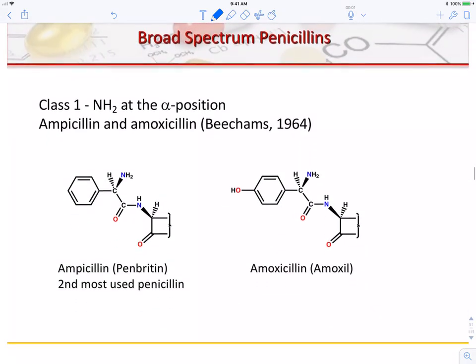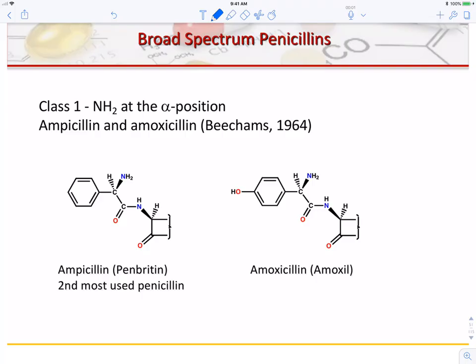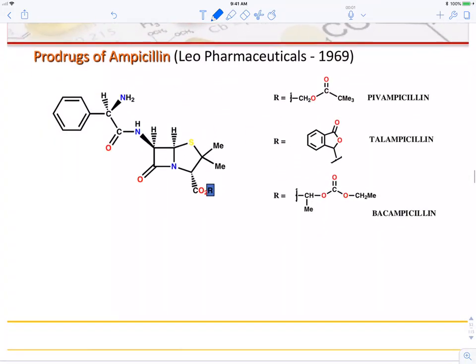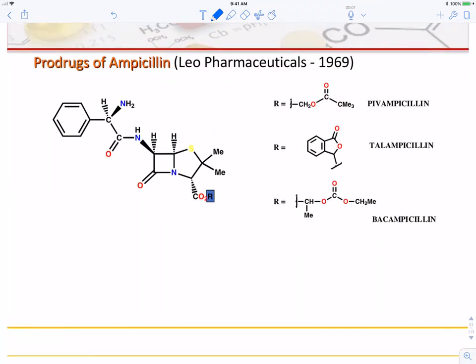Broad spectrum penicillins, which are more potent against gram negatives, tend to have an amine here, at the alpha position, and so ampicillin and amoxicillin are some of them. We can use them as prodrugs, and in doing so, what we do is functionalize another moiety here, the carboxy group on the ring, here's the beta-lactam ring, and these prodrugs are hydrolyzed by esterases in vivo.